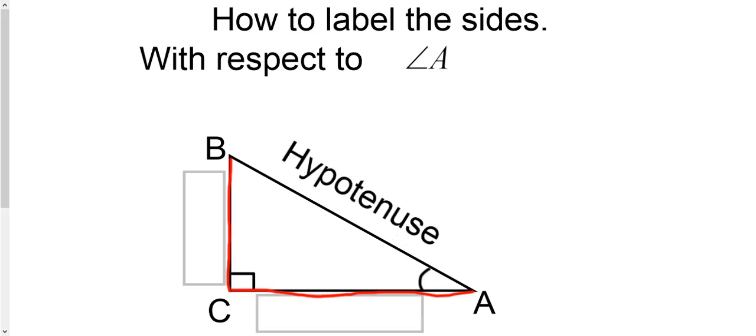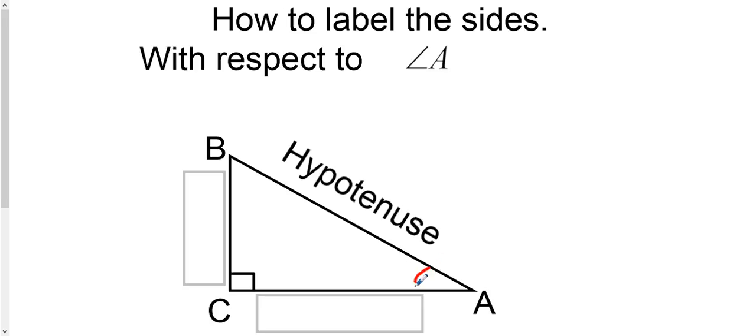Another way to remember it is the hypotenuse is opposite this right angle. So here's this right angle in this corner. Opposite that right angle is this hypotenuse here. Okay, so there's a few different ways to realize which side is the hypotenuse. If you need any extra help, let me know.